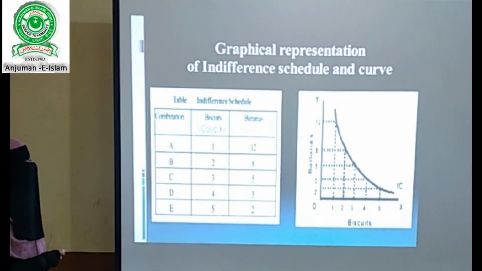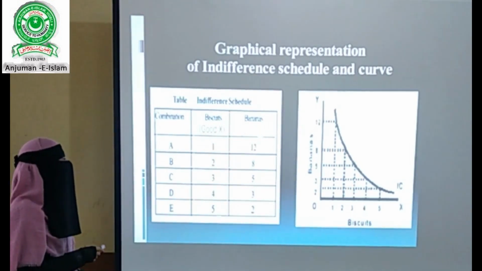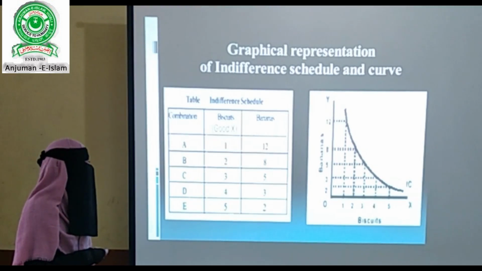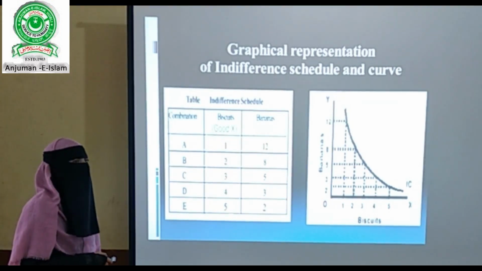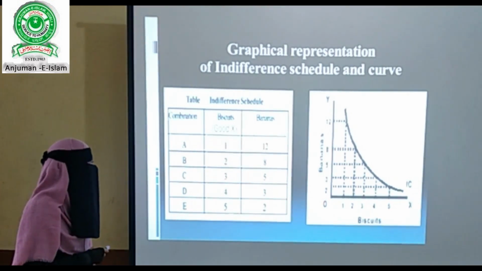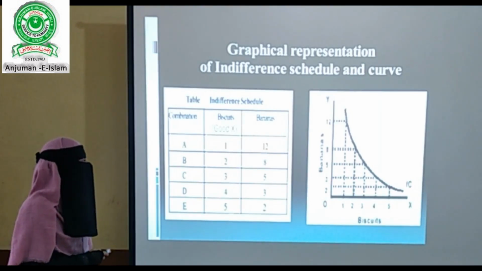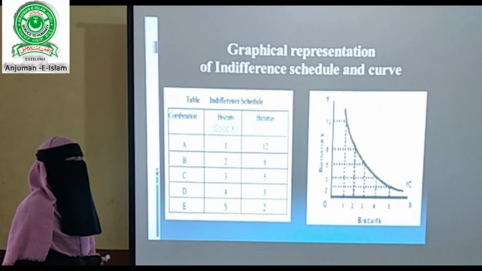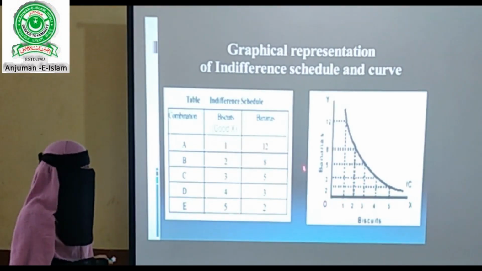Now see, at combination A, a consumer is getting 1 biscuit and 12 bananas. D combination gives us 4 biscuits and 3 bananas. And E combination gives us 5 biscuits and 2 bananas. One thing we have to notice here is that as the number of biscuits is increasing, the number of bananas is decreasing. Now the next thing, the same thing has been represented in the graph here.